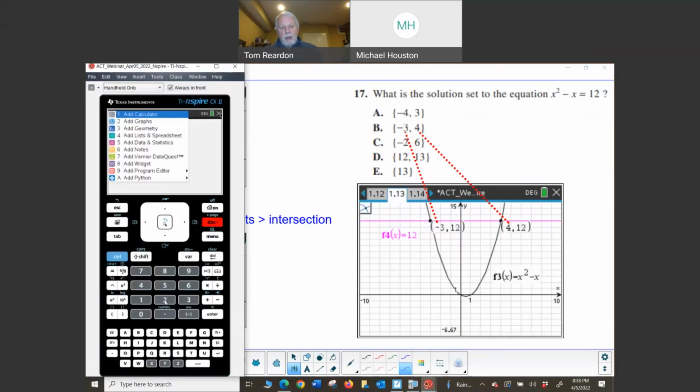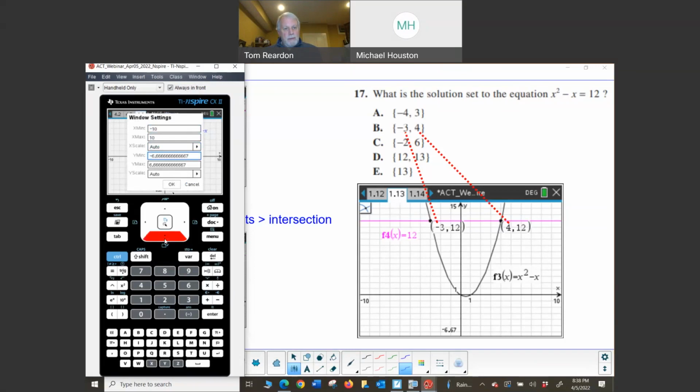So let me go ahead and add a graphs page. And let me just go ahead and type in x squared minus x in one function and 12 in the next function. And again, I'm going to have to change the window. And I just need to up my y to go up to maybe 15. And it won't be square anymore, but I'll live with it.